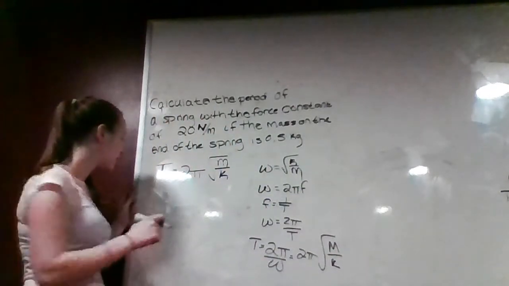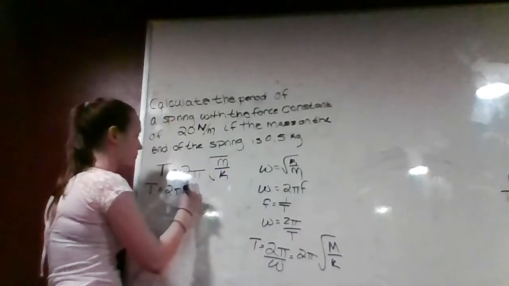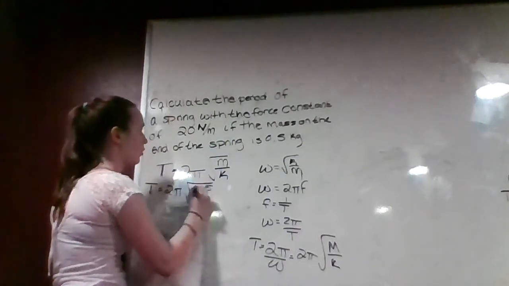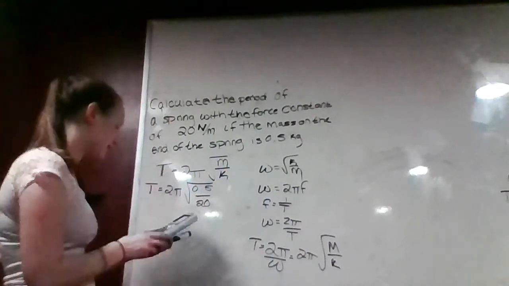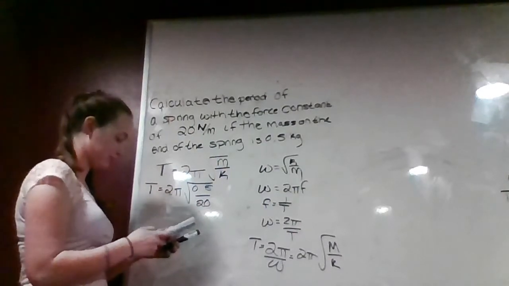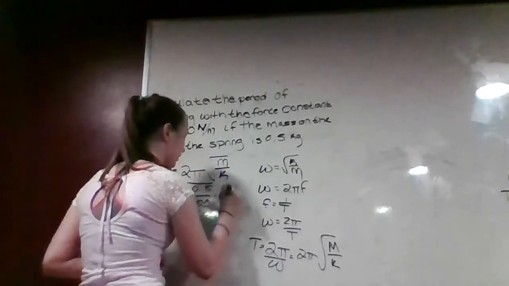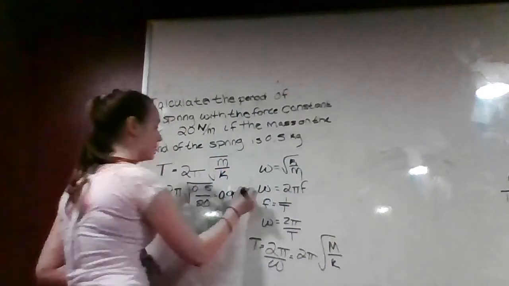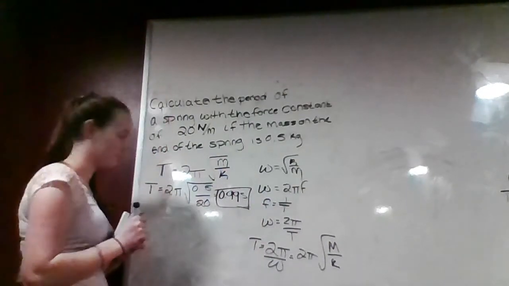Easy peasy. Now, it's just a matter of plugging numbers in. T equals 2 pi square root of m over k. And if you punch those numbers in your calculator, you should get approximately 0.99. For the period, it should be in seconds, or at least with the units that we used at the time.